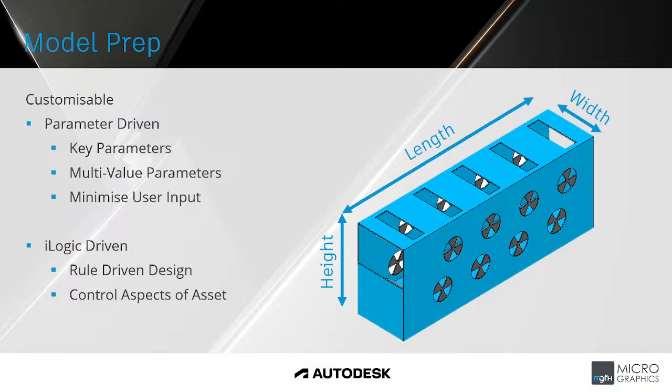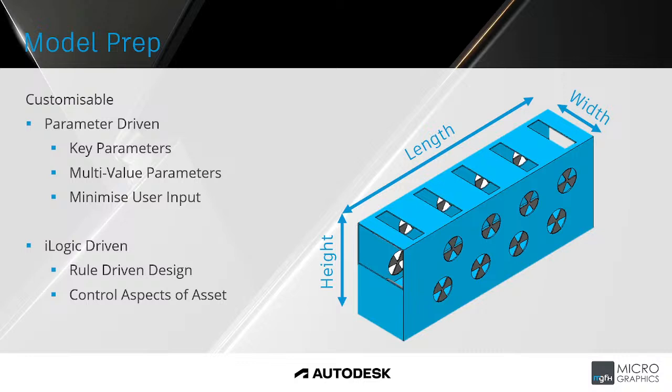There are a couple of key parameters. We have the overall length, width, and height of the cooling line. Some of these might be multi-value parameters, so for your length, you may have 3 different length options or width options, and those can be adjusted as needed. Some of the parameters can also be equation driven to minimize user input, but to even further minimize user input, you can drive that design through iLogic.